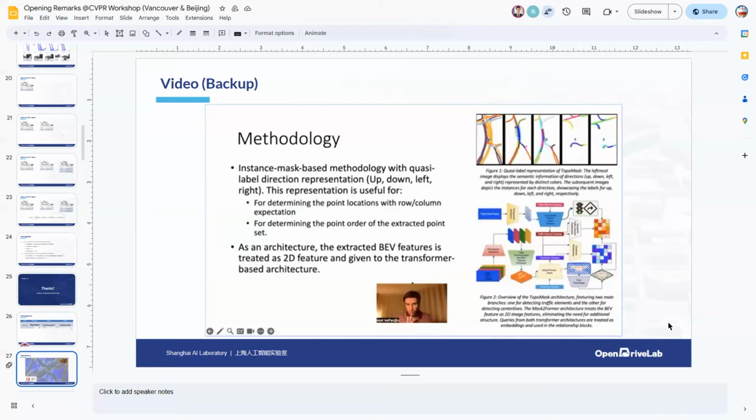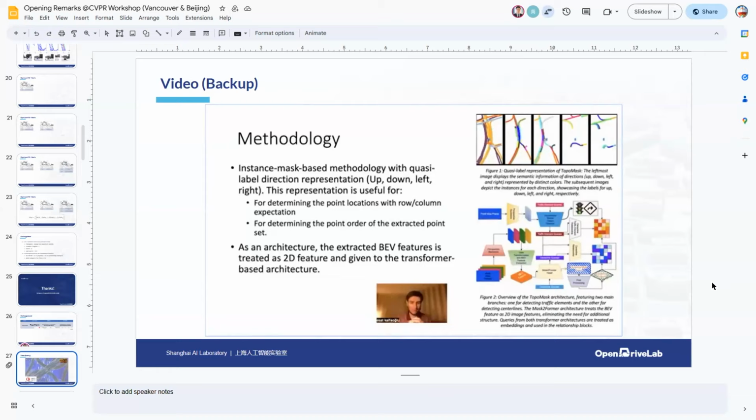As you can see, the semantic is shown in this figure, and in the following figures, the instances for every quasi-label direction are shown. There are two main reasons for utilizing the quasi-label direction representation. The first reason is that we have to convert every mask instance into a point set. In order to convert it, we have followed row-wise and column-wise expectation. What I mean is that for up and down directions, we have taken the row-wise expectation, and for the left and right directions, we have taken the column-wise expectation. So this is the first reason. And the second reason to utilize the quasi-label direction representation is that even if we have obtained the point set, we don't have flow information.